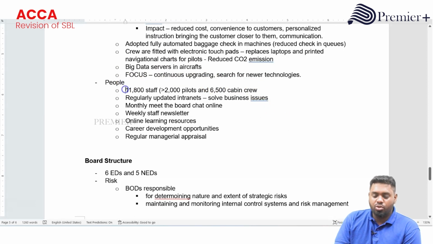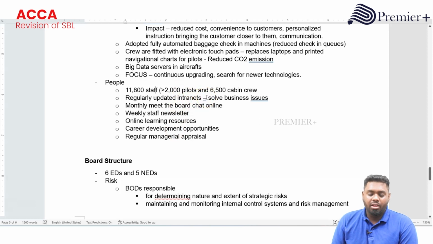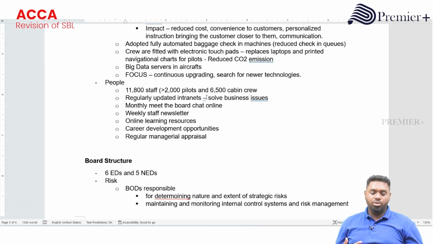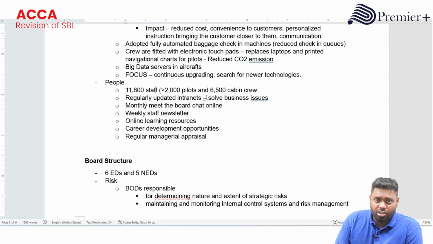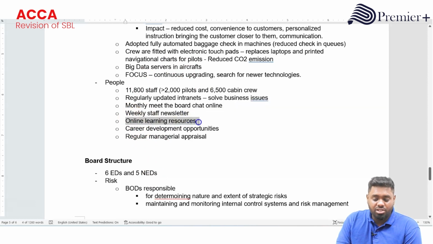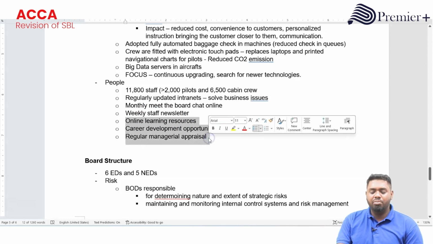Finally, in terms of people at Core jets, there are 11,800 staff. Of this, more than 2,000 are pilots and 6,500 are cabin crew. Regularly updated intranets can be used to solve business issues. There is a monthly meet-the-board chat online. All right, so here we suggest that they meet the board together every month and chat online very frankly to understand the situation. On top of this, weekly staff newsletters, online learning resources, career development opportunities, and regular managerial appraisal are things done by Core jets for its people.